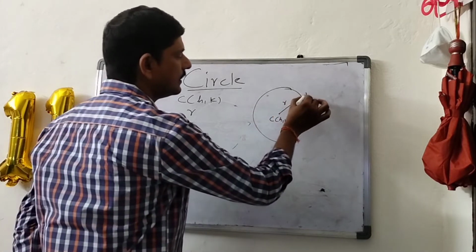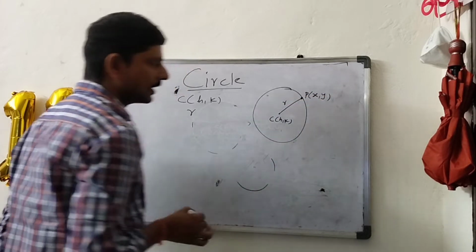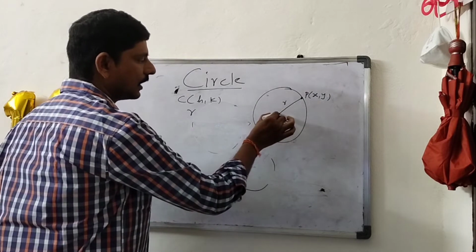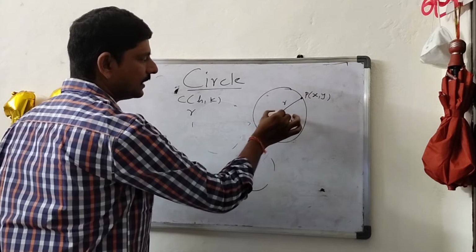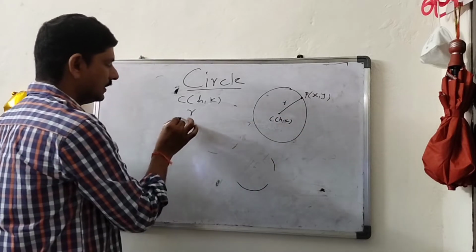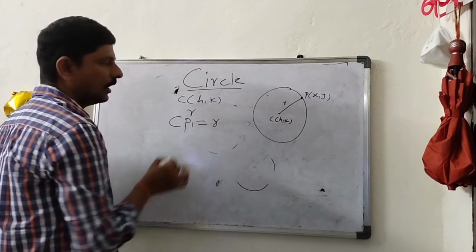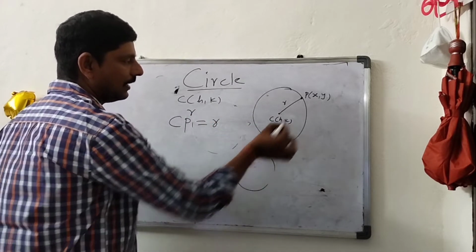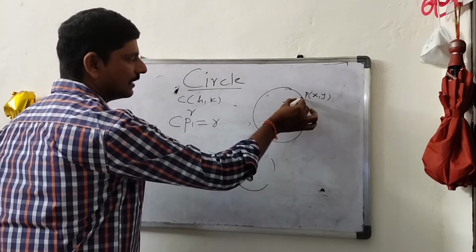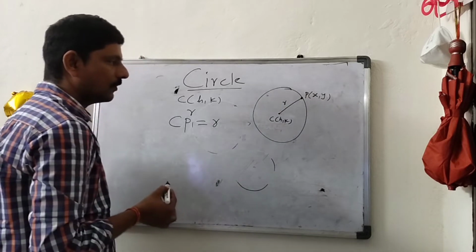So let us consider any point on the locus, P(x, y). Now according to the definition of the circle, the distance from C to P, CP, equal to r. Now you know that the center is (h, k) and the assumed point is P(x, y).